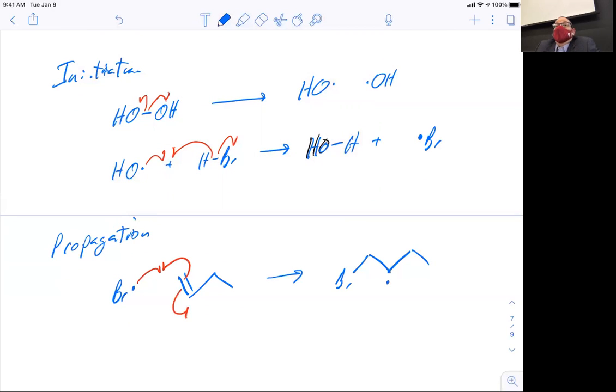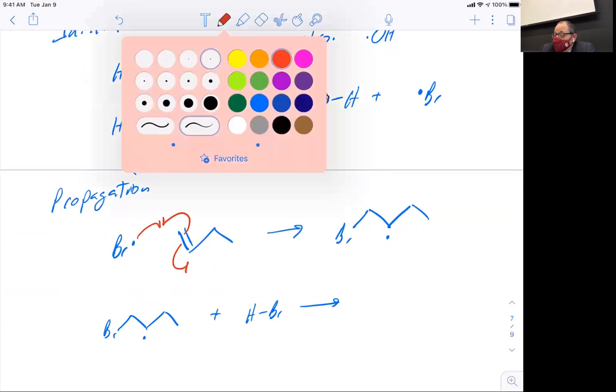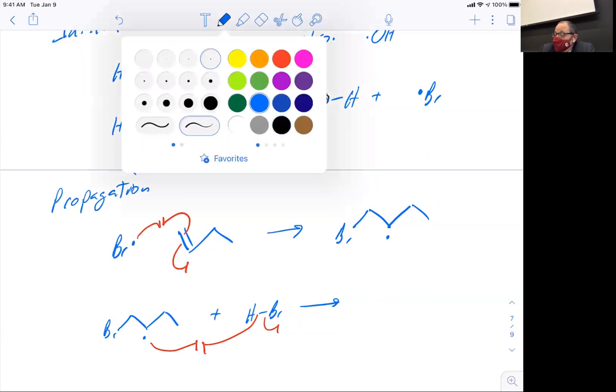So remember, radicals follow similar stability rules to electrophiles. And then that carbon radical does an abstraction of a proton from the HBr. Oops. Keep my color theme going.